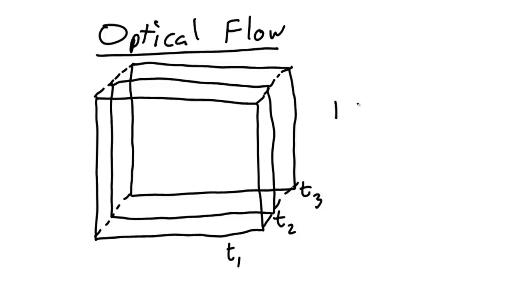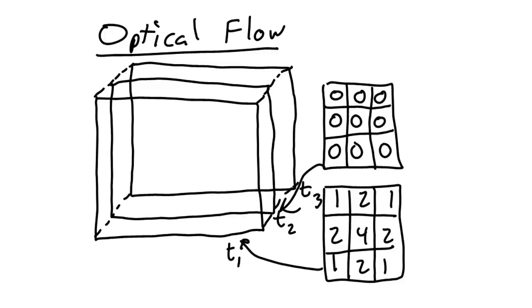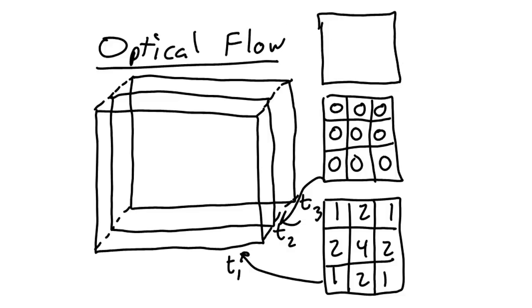The mask that is applied to image T1 is what I'm showing right here. Then, stacked on top of this image, we have a second mask applied to T2. The mask applied to T2 is all zeros. Then we have a mask applied to T3. This mask is the same as the mask applied to T1, except all of the numbers are negative.